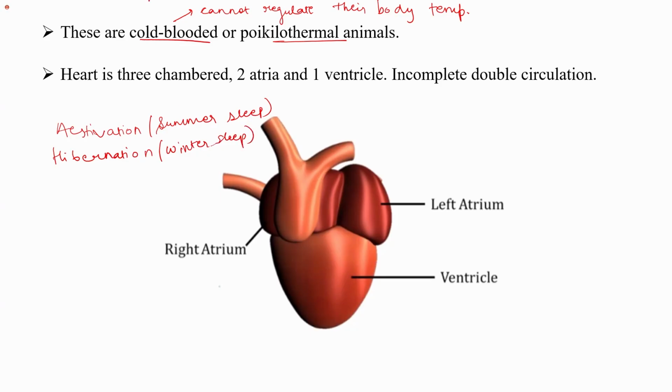Right? So these are cold-blooded animals. They cannot maintain their body temperature. Therefore, they have to escape these situations. Therefore, they may undergo summer sleep, or they may undergo hibernation, which is the winter sleep.